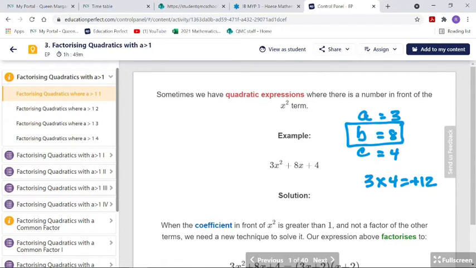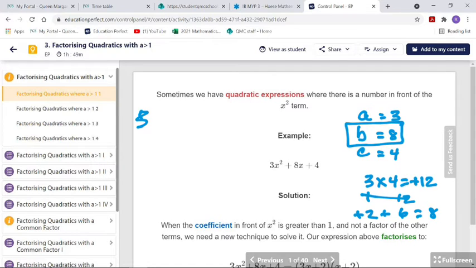Same. Good. So 1 and 12 won't add to make 8. Because if the signs are the same, you're going to be adding them together, right? Not subtracting them. 2 goes into 12 6 times. Will they add to make 8? Yep. And I need them both to be positive to make a positive 8.